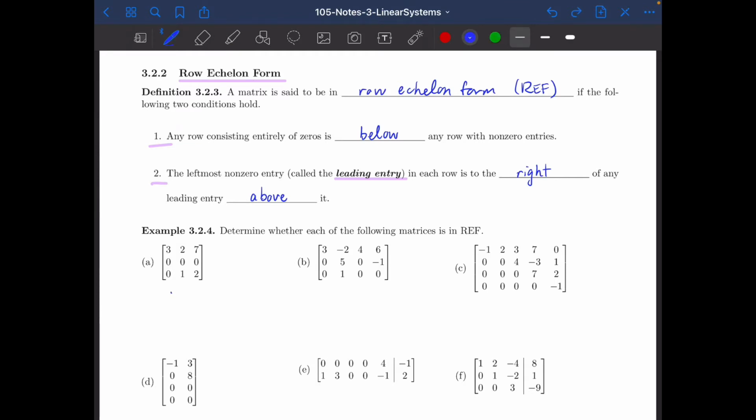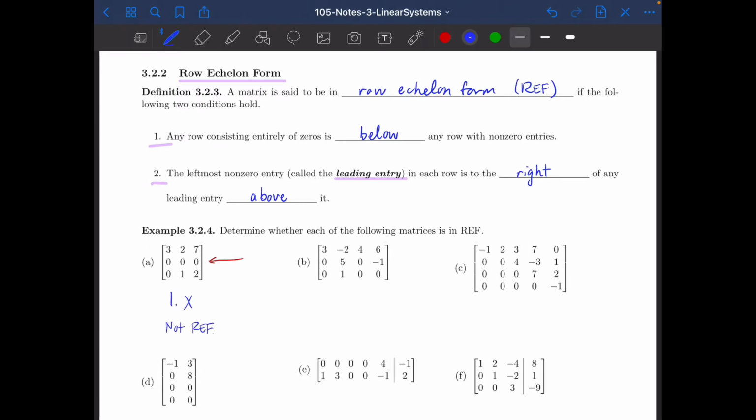We need to check condition 1. Is it true that any row consisting entirely of zeros is below any row with non-zero entries? Well, in this matrix we have a row consisting entirely of zeros, the second row, but it is not below all rows with non-zero entries. In fact, there is a row below that row of zeros that has non-zero entries. And so that first condition is not satisfied. And so we can already conclude that this matrix is not in row echelon form.